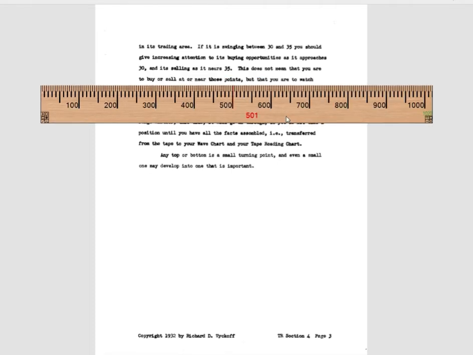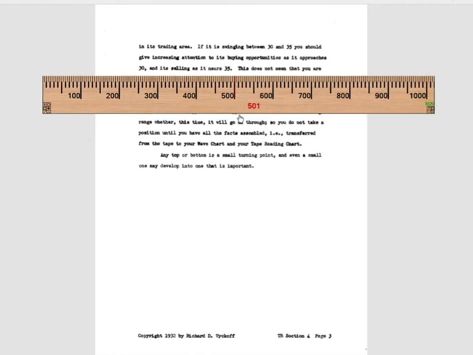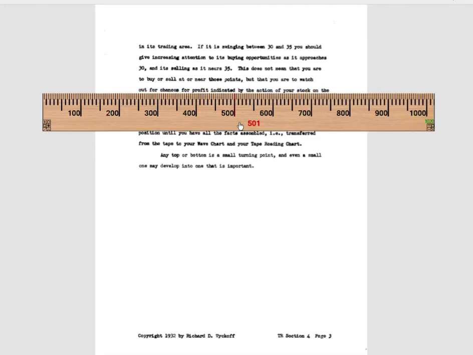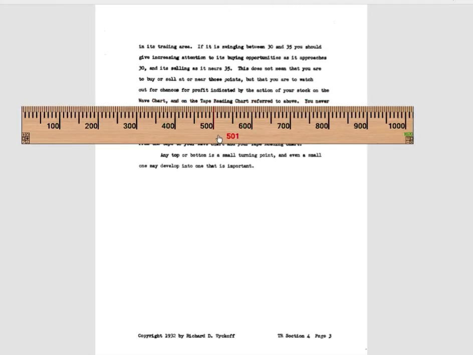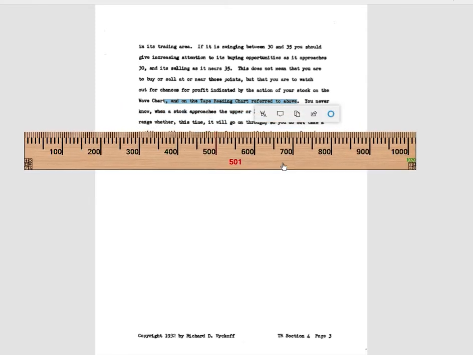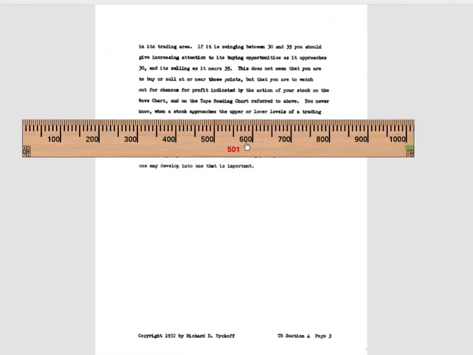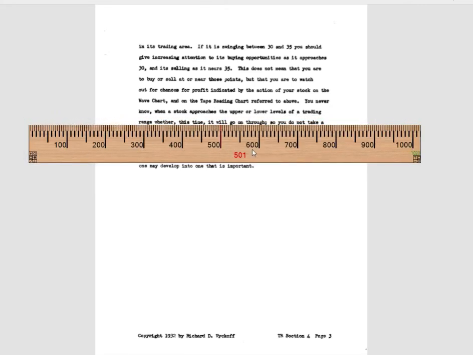This does not mean that you are to buy or sell near these points. I mean, don't just buy it, which is another important point. If you have 30 and 35, a stock is range bound. When it goes to 30, don't just buy it like, oh, that's support, and 35 is resistance. You don't know if it's going to go through. But you are to watch out for chance for profit indicated by the action of a stock on the wave chart and on the tape reading chart referred to above. You never know when the stock approaches the upper or lower levels of a trading range whether this time it will go on through.